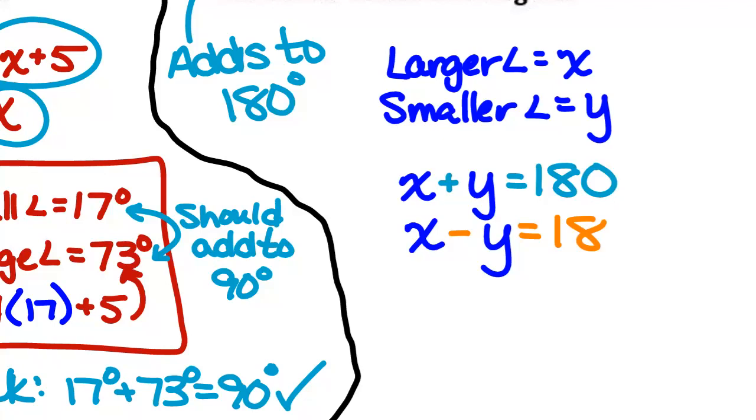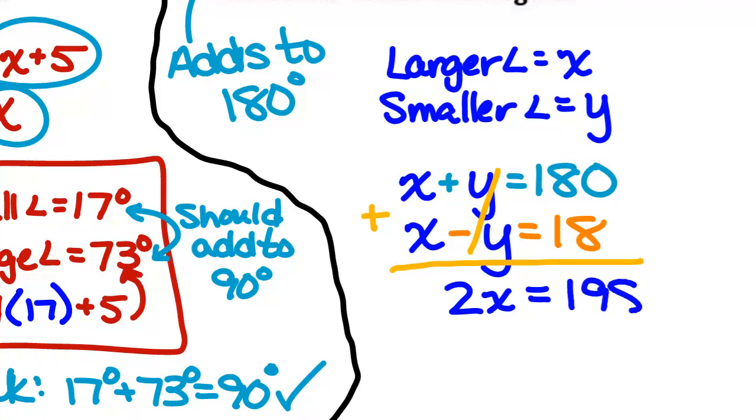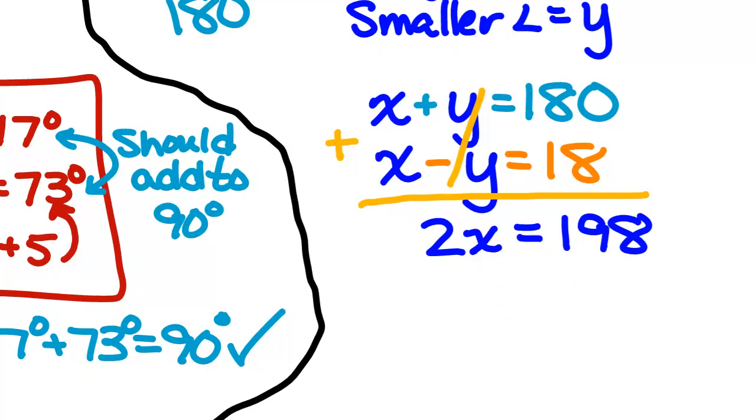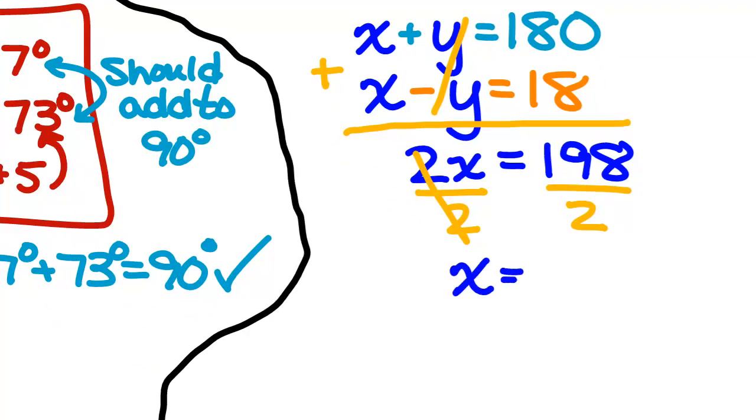When I add these two equations together, one of my variables is going to cancel. Which variable will cancel when I add these two together? The y will cancel out. So what do I get when I add x and x together? We get 2x. 2x equals, and now I have to add these together. That is 198. And then I'm going to divide both sides by 2. What is 198 divided by 2? 99.